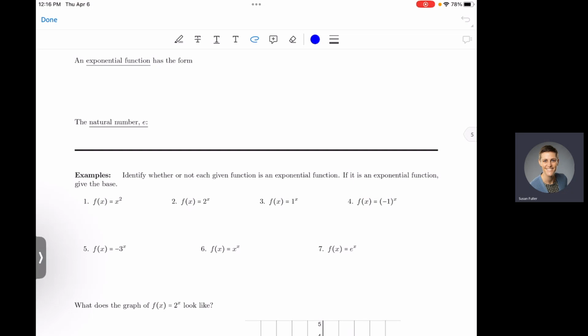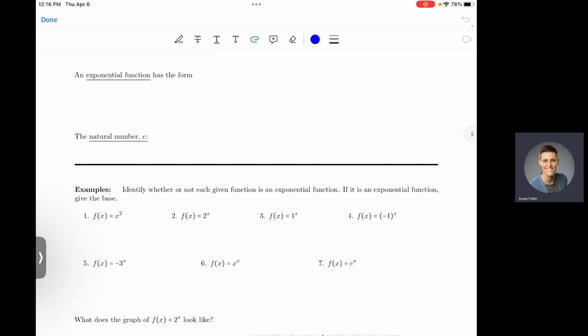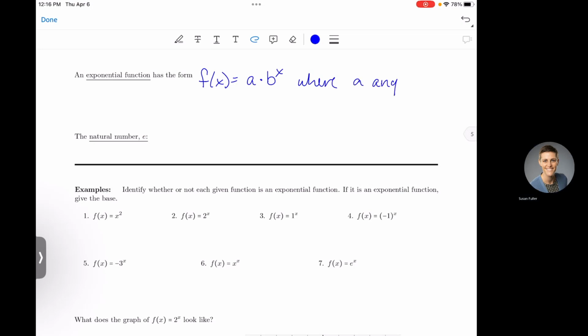So let's start with what an exponential function is. We'll be discussing this a little bit in class, but I just want you to know what an exponential function looks like for when we get to graphing it. So an exponential function has the form f of x equals a times b to the x, where a can be any real number it wants. So a is any real number.